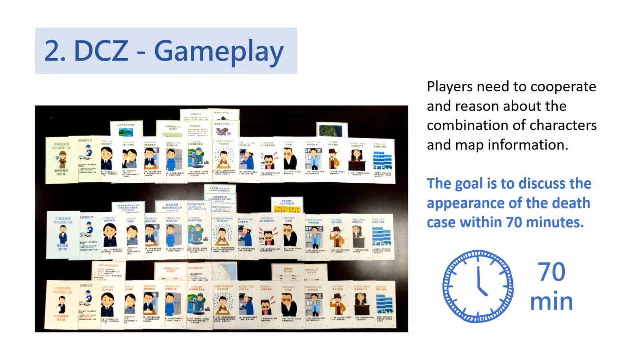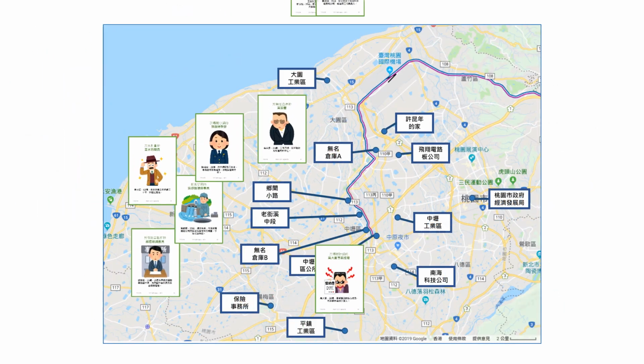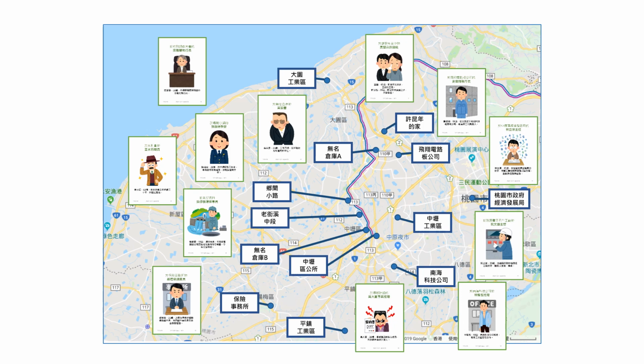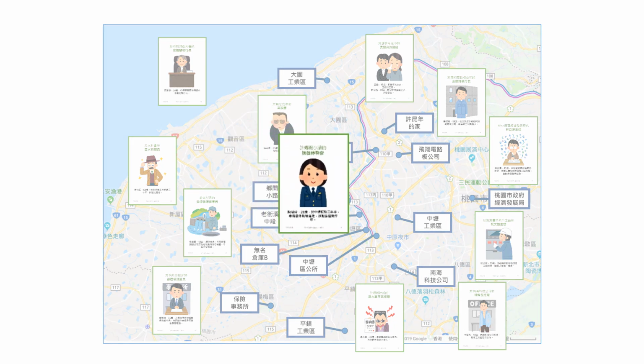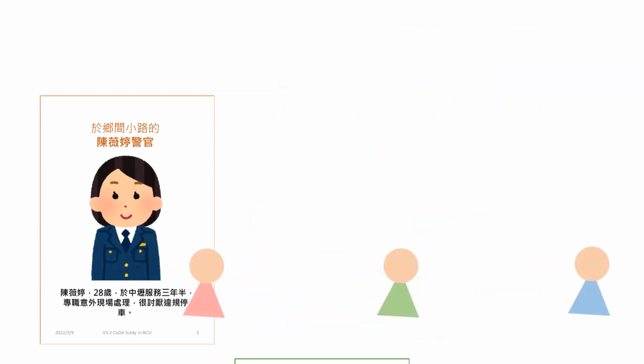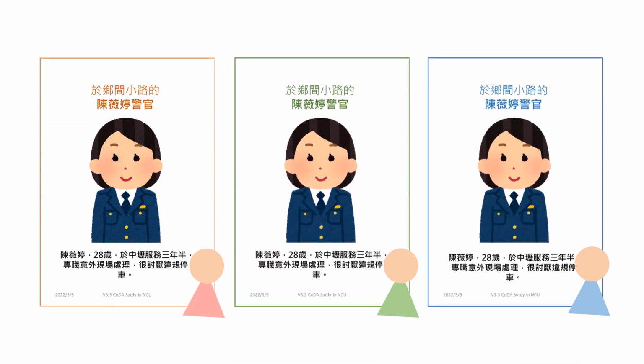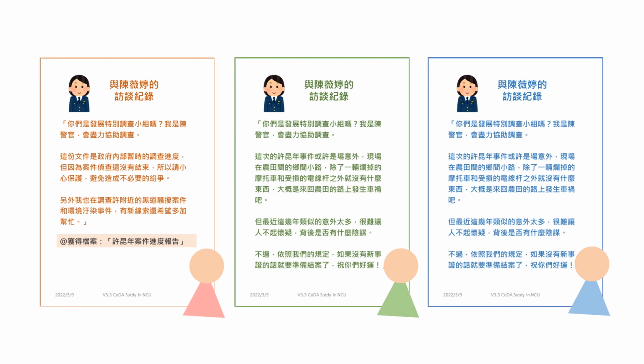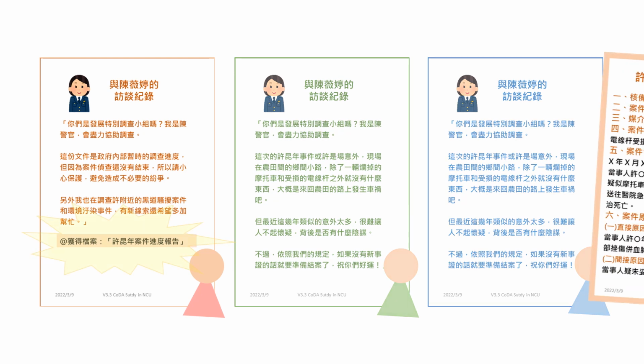So, players need to cooperate and reason about the combination of characters and map information. The goal is to discuss the appearance of the death case within 70 minutes. Players will meet 12 non-player characters in total. Let's take Officer Chen for example. 3 players in one team will get different cards with unique dialogues and information. Players must exchange their cards and thoughts to discuss what's the truth in the incident.